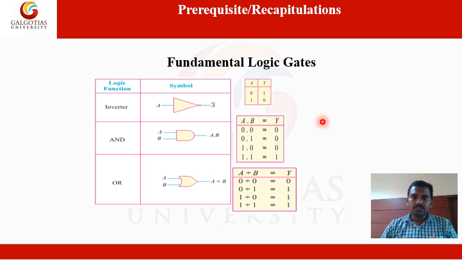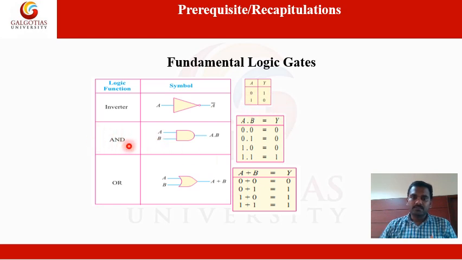So here is the recapitulation. We have already discussed the fundamental logic gates. The inverter gate has one input and one output, but the output is just the complement of the input, and its corresponding truth table is here. If the input is 0, then the output will be 1, and if the input is 1, then the output will be 0.